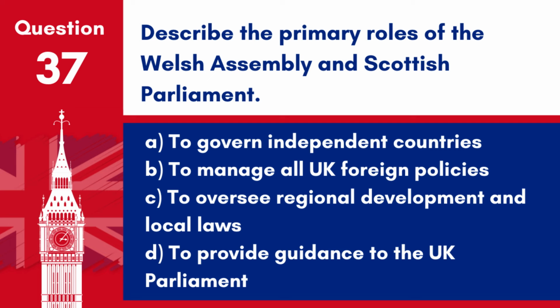Question 37. Describe the primary roles of the Welsh Assembly and Scottish Parliament. A. To govern independent countries. B. To manage all UK foreign policies. C. To oversee regional development and local laws. D. To provide guidance to the UK Parliament.